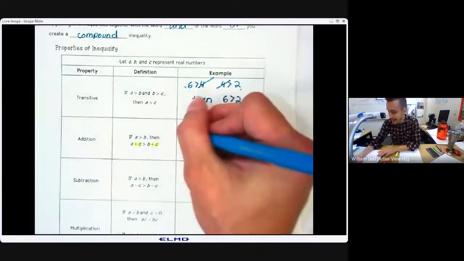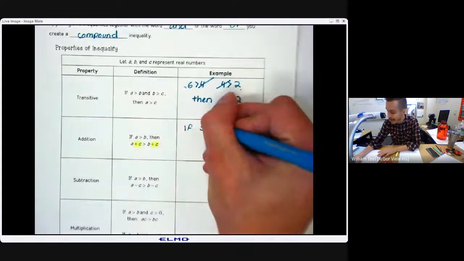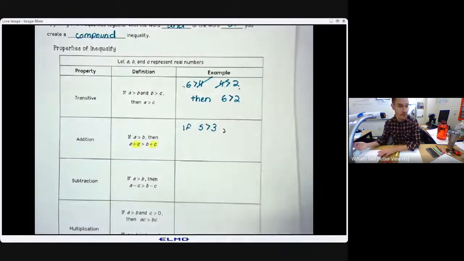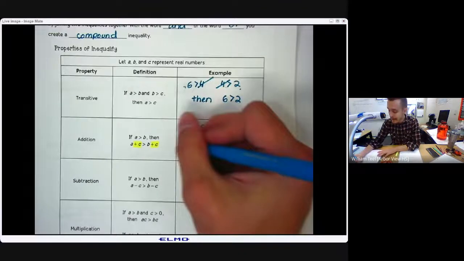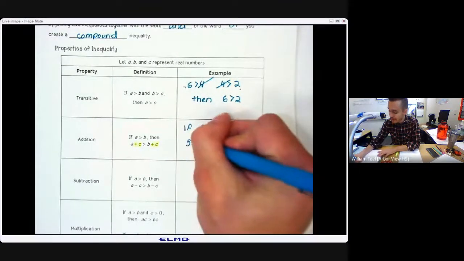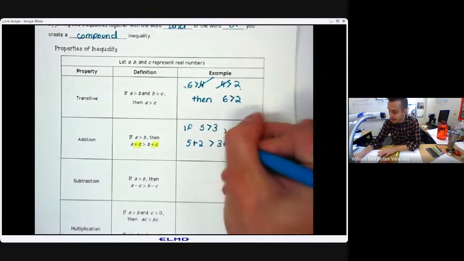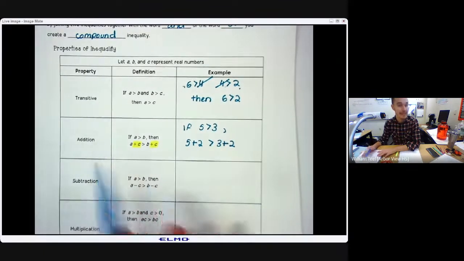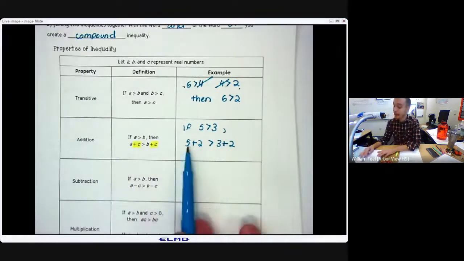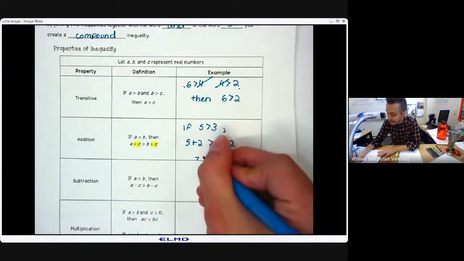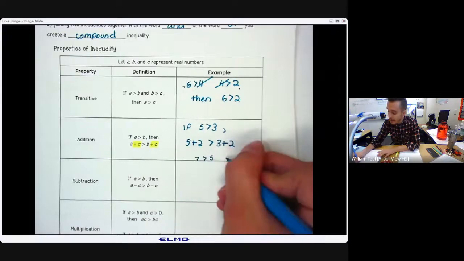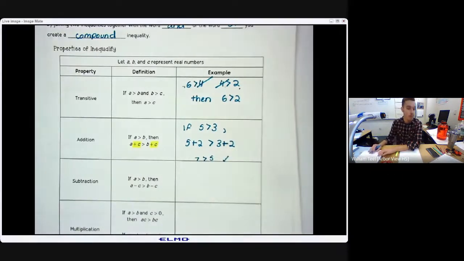So for example, if we have 5 is greater than 3, we know that's a true statement. If we were to add 2 to both sides of that inequality, so say 5 plus 2 is greater than 3 plus 2, we know that this is going to be a true statement because of the additive property, the addition property. So 5 plus 2 is 7. And we know that 7 is greater than 5, which is 3 plus 2. So we know that this property does, in fact, work.